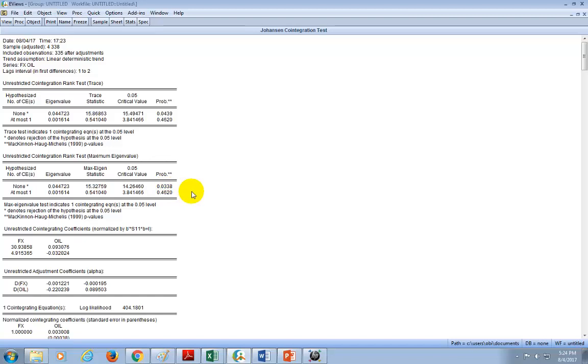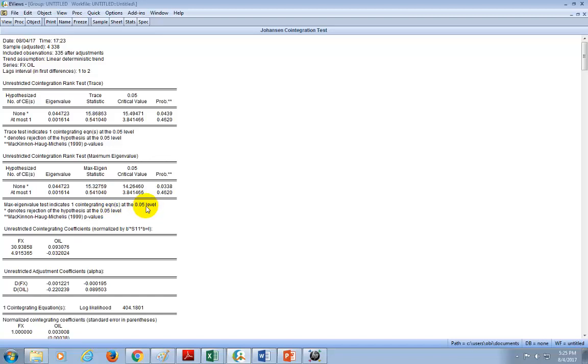Now, notice that the next hypothesis, at most 1, cannot be rejected, because the p-value is greater than 5%. So this tells us that we have one cointegrating equation, meaning that we do have one error term in the model. And that's what you see right down here. It says that the trace test indicates one cointegrating equation at the 5% level. As well, the maximum eigenvalue test indicates one cointegrating equation at the 5% level.